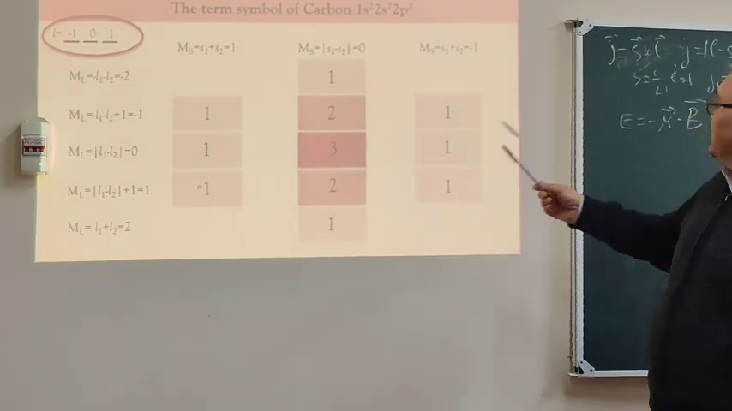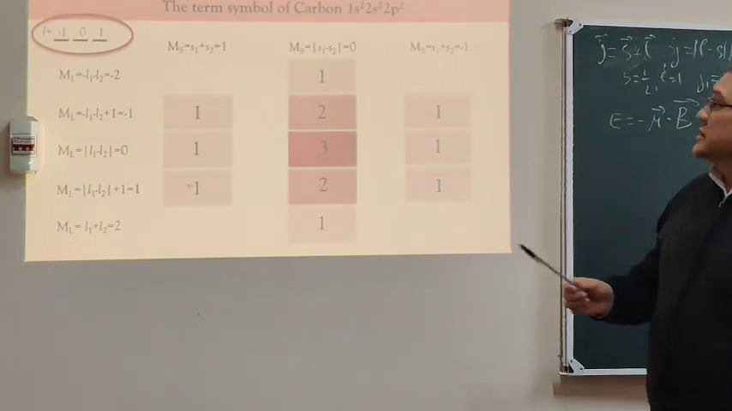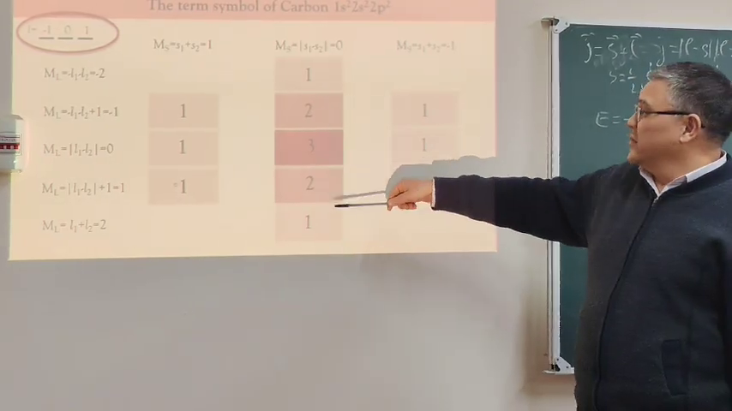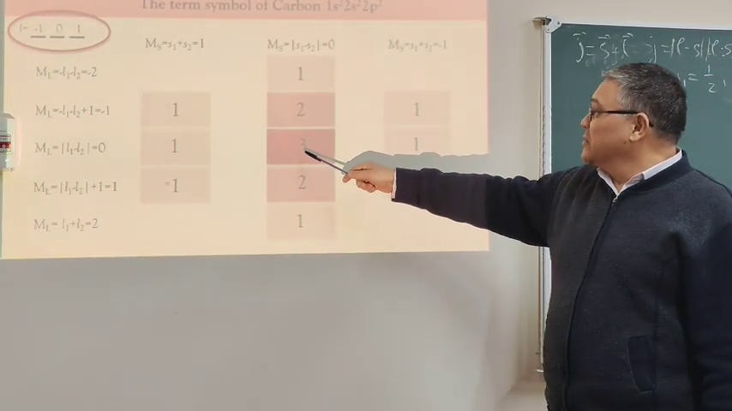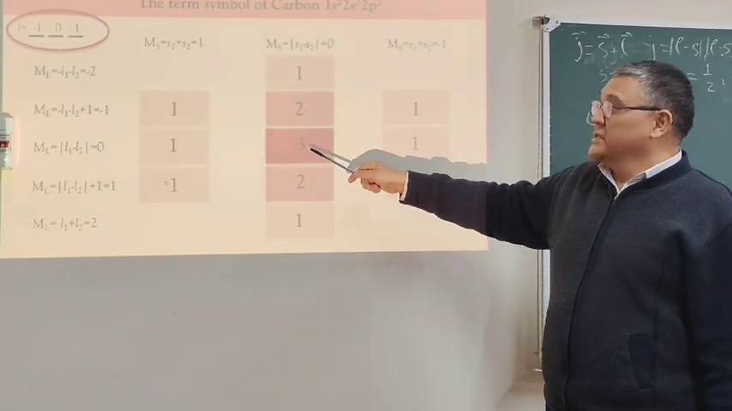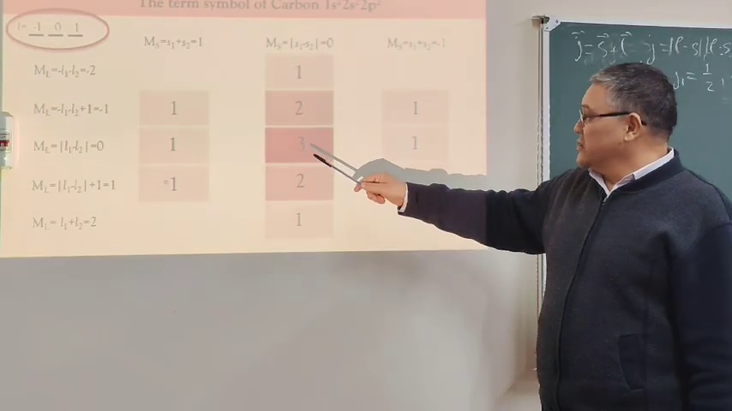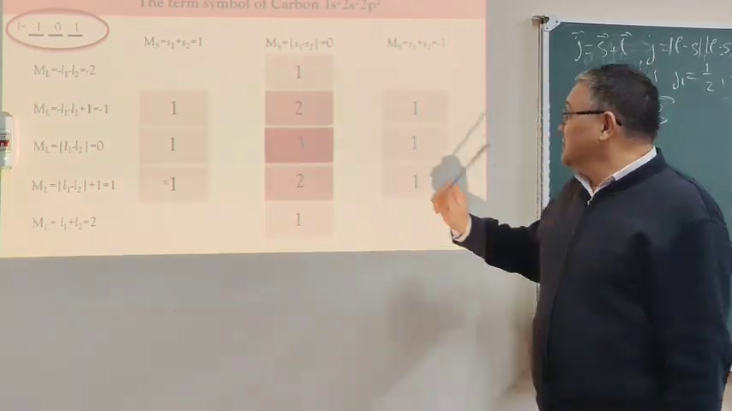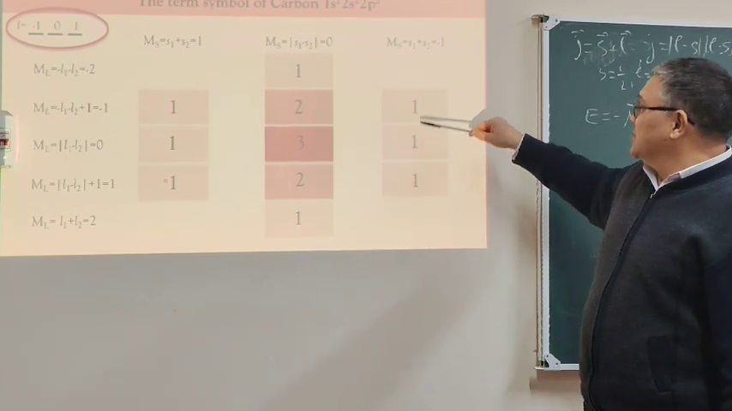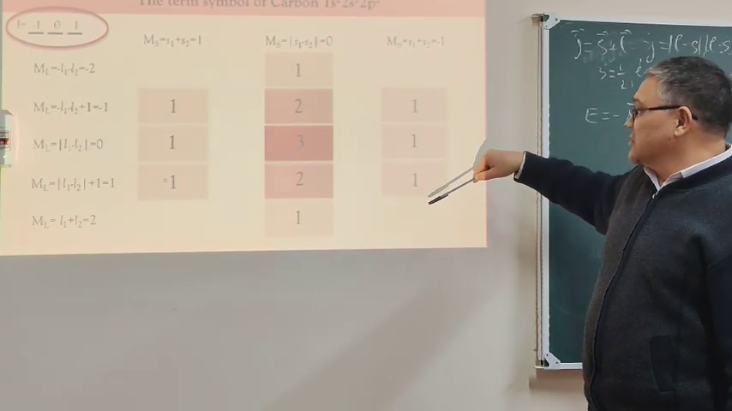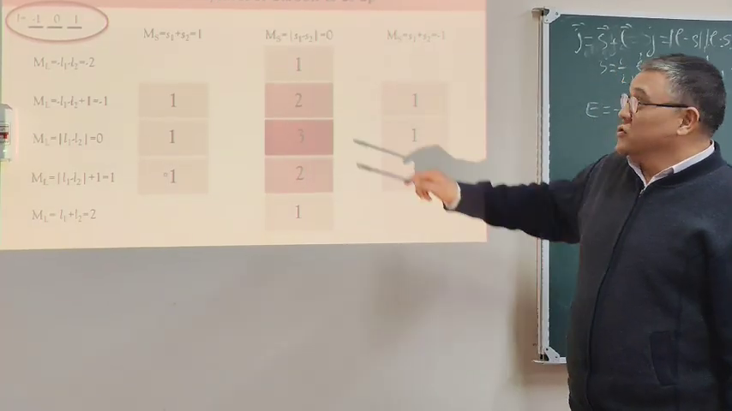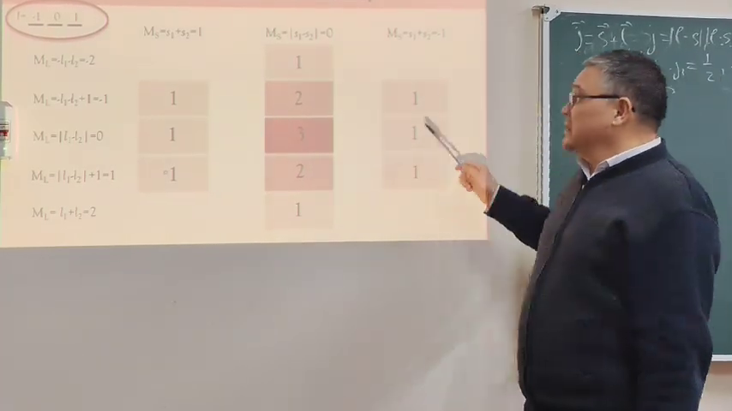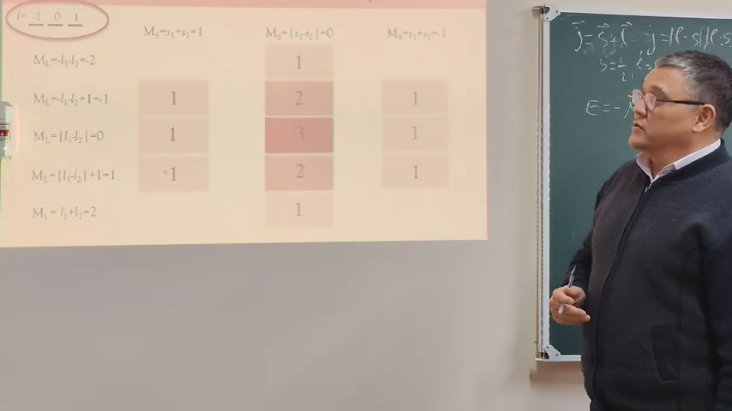So we have here this table that I put together with the number of configurations. In the last case, where ML equals 0 and MS equals 0, we had three configurations here, and here one configuration, and here one, just one configuration. And here we have two configurations, and here two configurations. So altogether we have 15 configurations for this case.